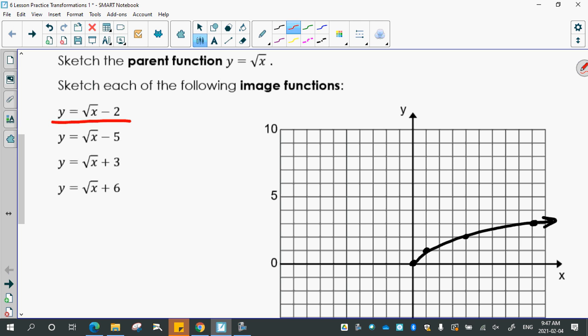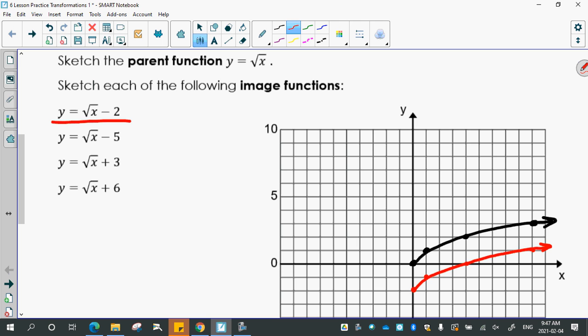Anyone have an idea of what they think that would look like? Yes? It would be the same curve that just starts lower. Yes, you are correct. The same curve, but starts 2 lower. So to have the exact same shape, but start 2 lower, I start 2 lower, but I'm still going to go over 1 up 1, over 3 up 1, over 5 up 1.